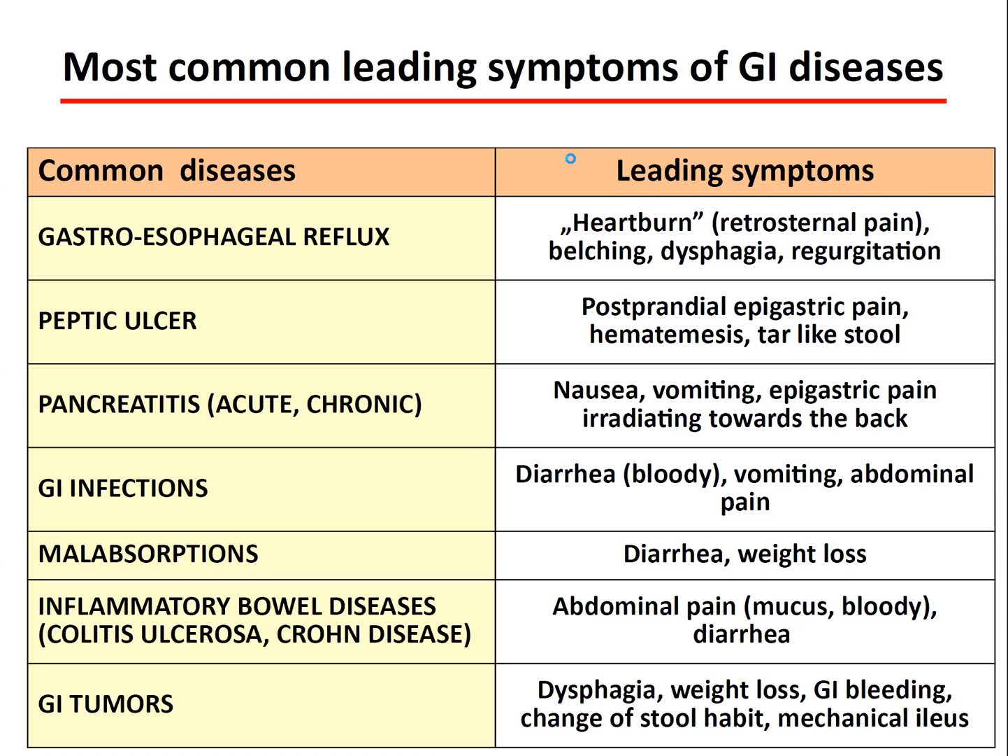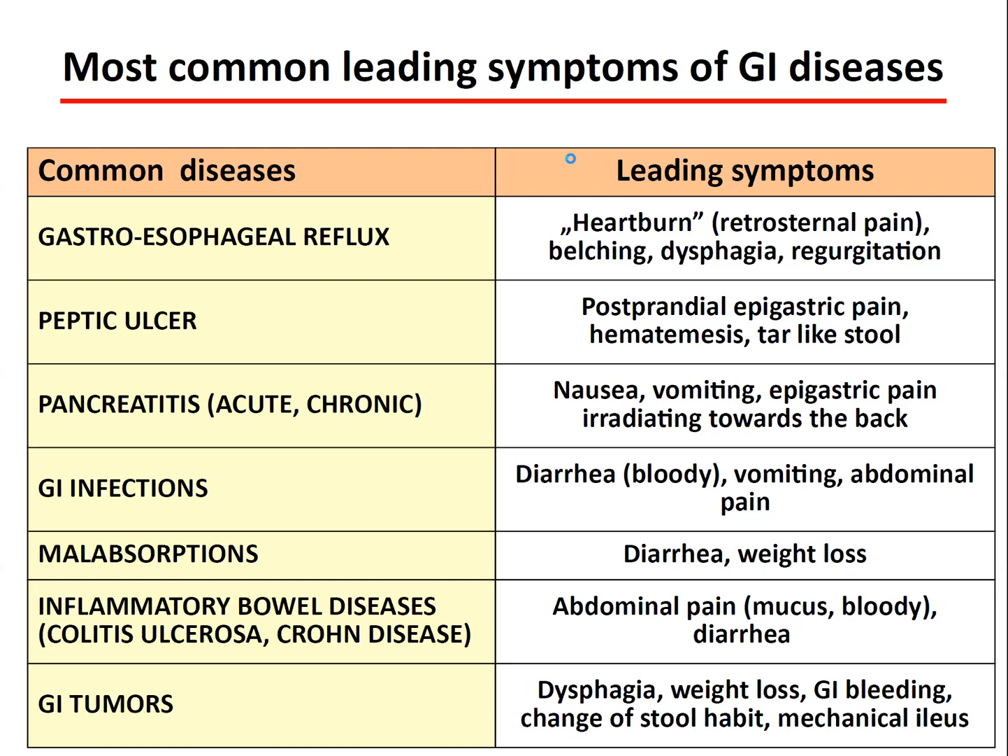GI infection is relatively very, very common, mostly presented as diarrhea that can be bloody, but vomiting or abdominal pain can be the symptoms as well. Malabsorption causes mostly diarrhea because the bacteria overgrow and can form soft feces and can increase the motility of the GI tract, and weight loss because we cannot absorb the energy. Or inflammatory bowel diseases such as colitis ulcerosa or Crohn's disease: abdominal pain, mucus, bloody feces, diarrhea.